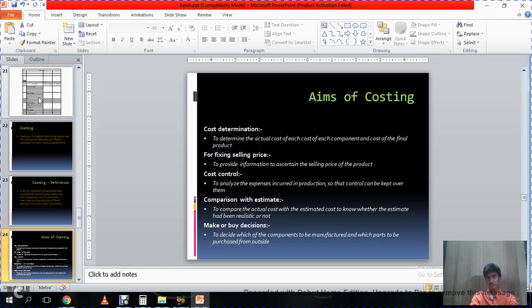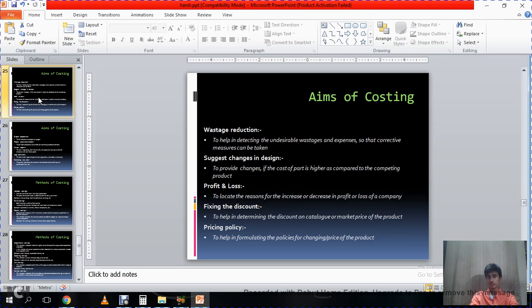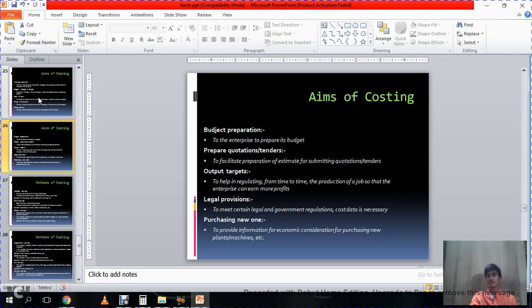Aims of costing, as you already know, it is basically to determine the final cost of the project, for fixing the selling price of the project, and cost control, comparison with estimate, and make or buy decisions. Wastage reduction, suggest changes in design, profit and loss, fixing the discount, pricing policy. Subject preparation, prepare quotation tenders. Another important thing is to prepare quotation and tenders for the same thing.